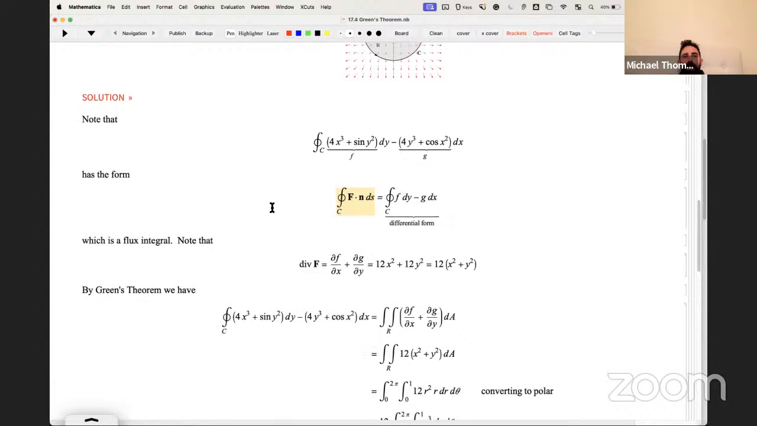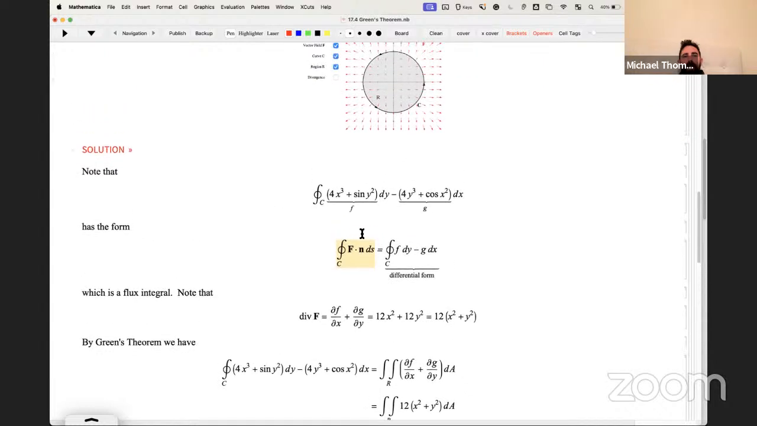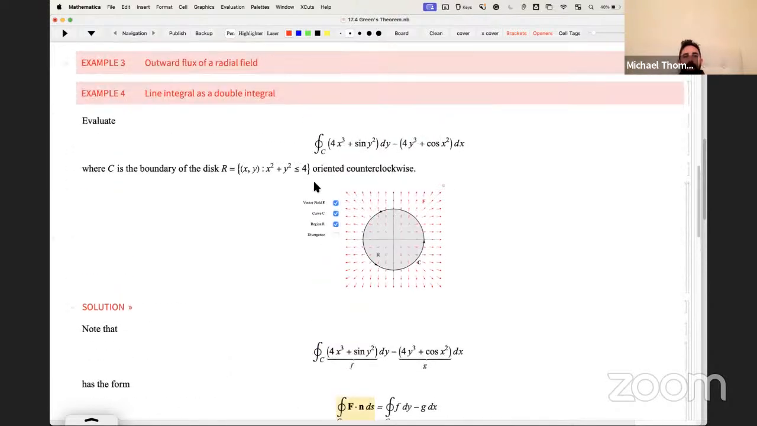We could evaluate the line integral and actually run the calculation, but let's use Green's theorem to evaluate the integral.